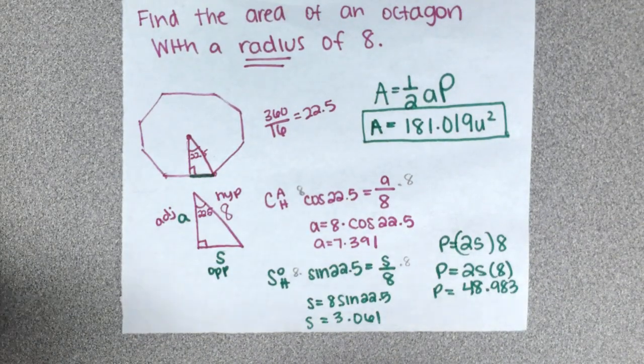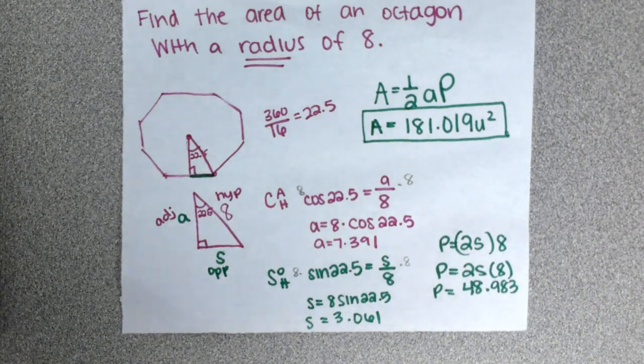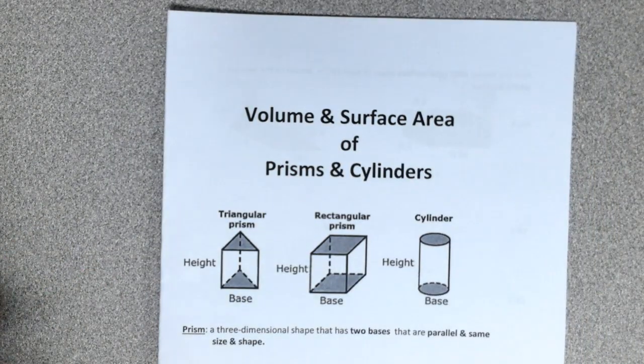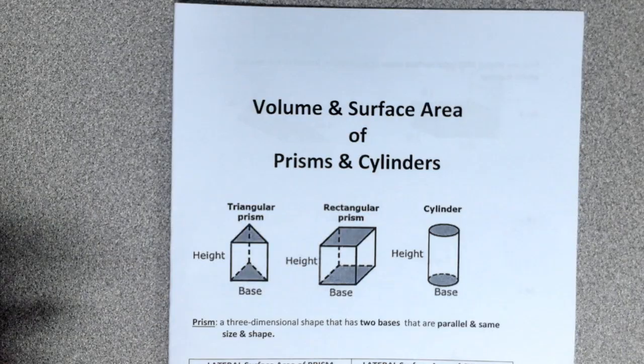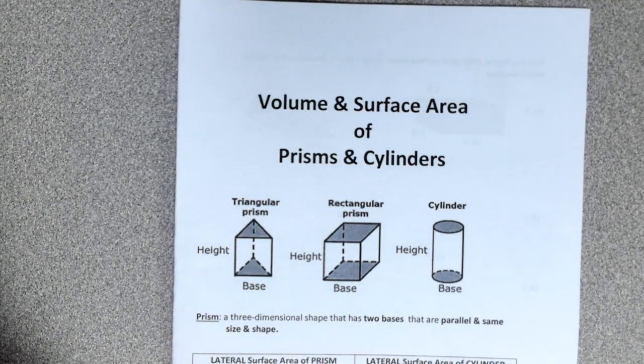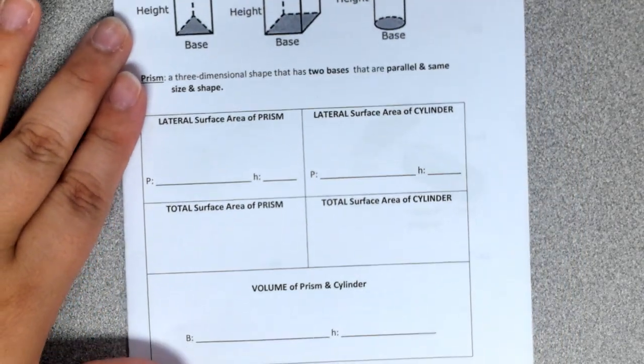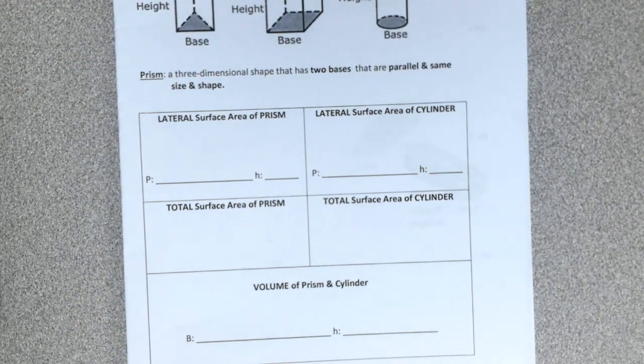Is this ringing a bell from what we did 2 weeks ago? Do y'all agree we've learned this? Okay? So, why did I do this as a warm-up? Well, we are about to find the volume and surface area of prisms and cylinders. And in order to find the volume and surface area of prisms and cylinders, you are going to have to know how to find the perimeters, heights, and areas of the base.